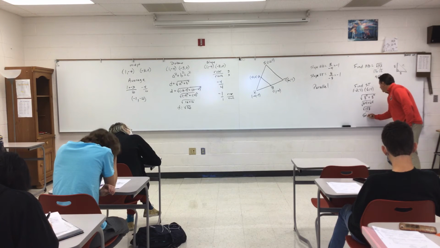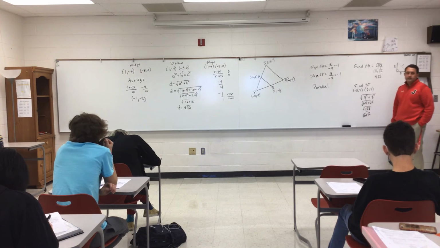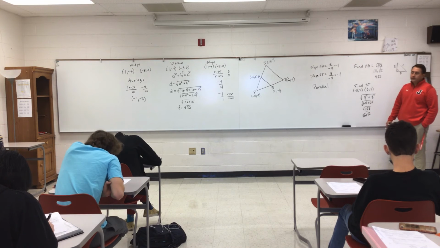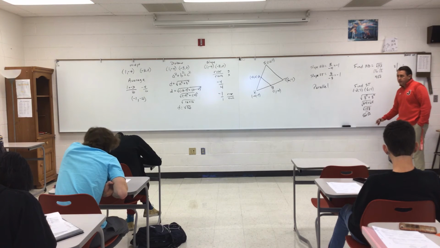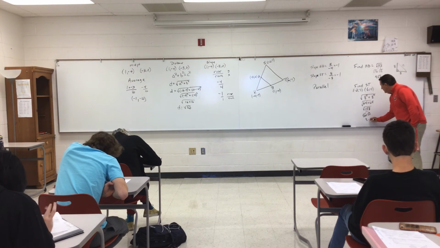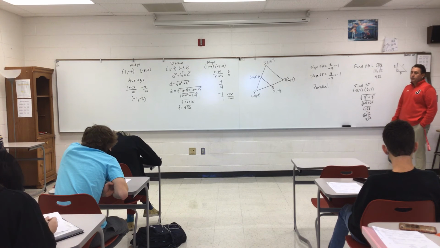Who knows what the square root of 64 is? It's 8. It's a perfect square. And once again, you can break that down further all the way down there, but you're going to get an 8 as a number and a square root of 2.